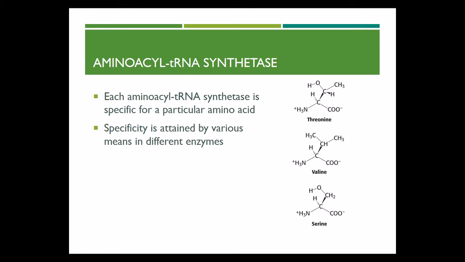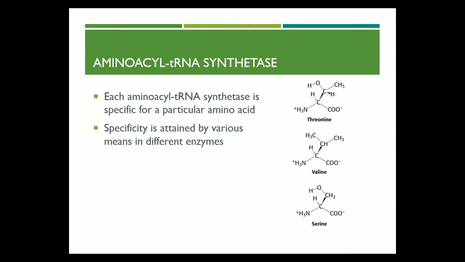Nearly all cells contain 20 different aminoacyl transfer RNA synthetase enzymes. We need 20 because that corresponds to one enzyme for each type of amino acid. Although all aminoacyl transfer RNA synthetases catalyze the same reaction, they do not exhibit a conserved size or quaternary structure. These differences give rise to active sites that are specific to certain amino acids.